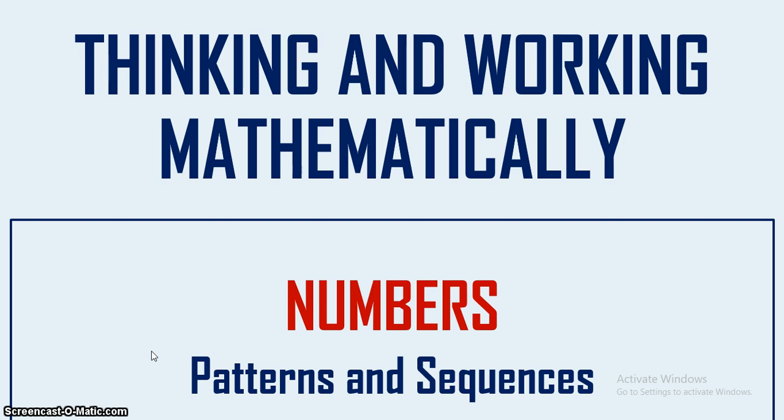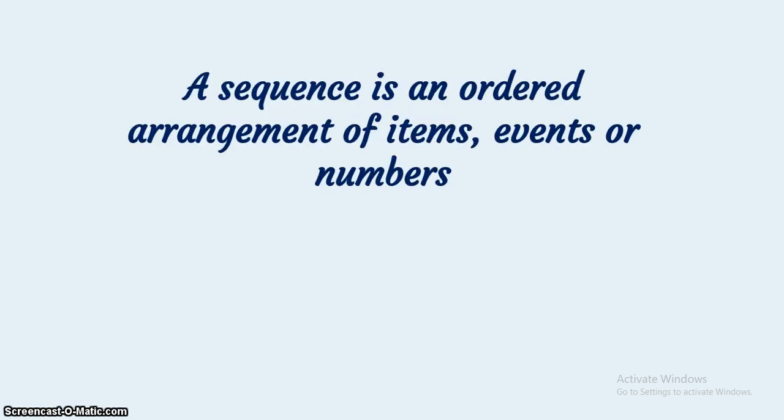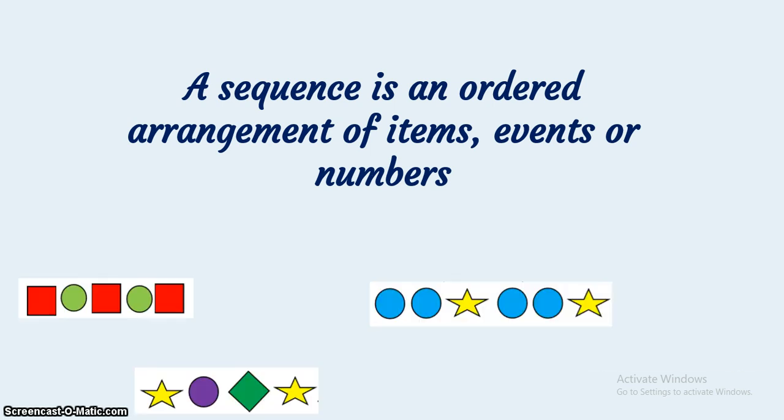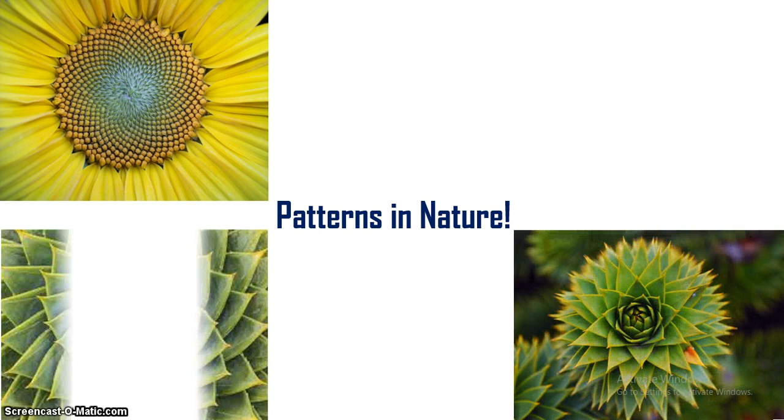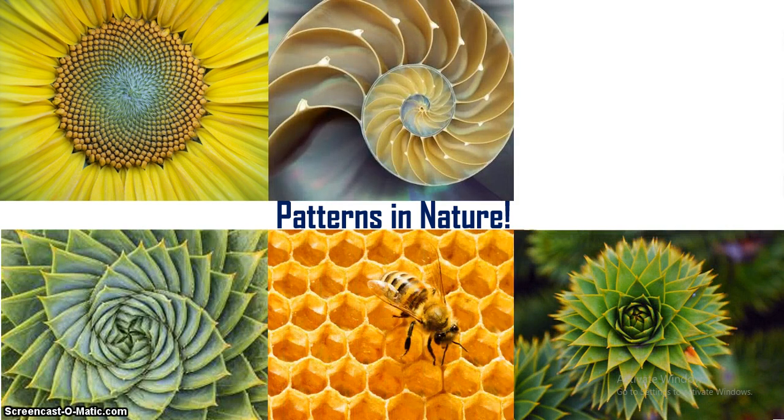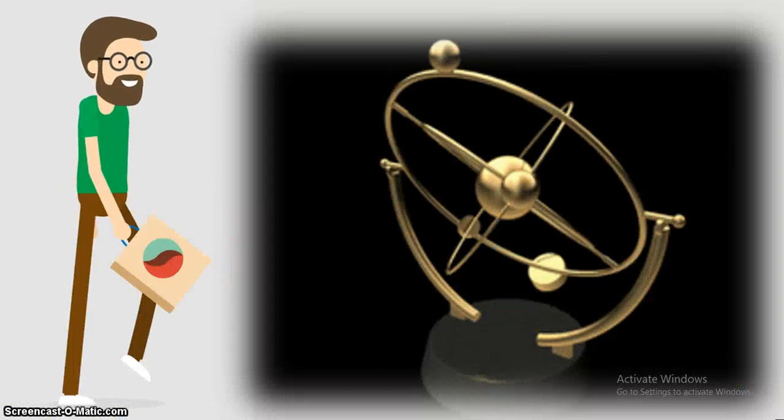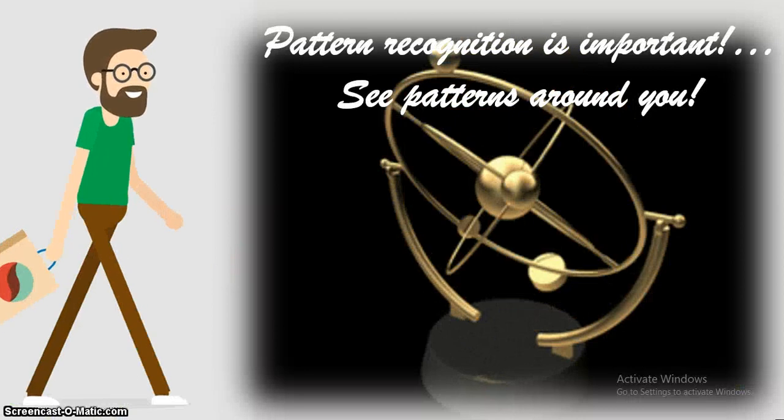Today we continue with numbers and we are studying patterns and sequences. Before we go ahead, let's define what a sequence is. It's very simple. A sequence is an ordered arrangement of items, events, or numbers. These are sequences. Look closely to identify the pattern in each of them. And in nature, we have patterns all around us, so we've got to look out for those patterns as we move on. Very important.